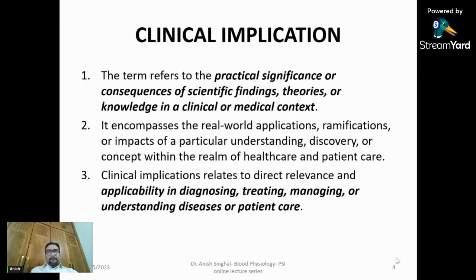Okay. The topic: clinical implication. Clinical implication, this term refers to the significance. Practically, what significance the existing knowledge or the medical text that we have has. It encompasses the real world applications, ramifications, or impacts of the particular understanding and the concepts within the realm of healthcare and patient care. So, from clinical implications, we are trying to understand what is the applicability of that knowledge in diagnosing, treating, managing, and understanding the diseases or in patient care.